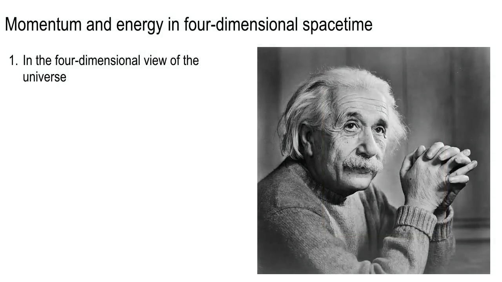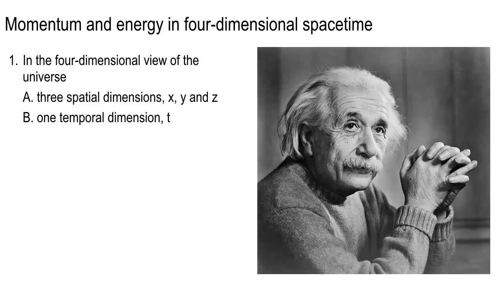So here's a little recap. The 4-dimensional view of the universe, spatial dimensions, there's 3 of them. And in relativity, you have to distinguish them. So X, Y, and Z. And then the 4th dimension is temporal or time, usually symbolized T. And so if you want to remind yourself the arrangement of the spatial dimensions.